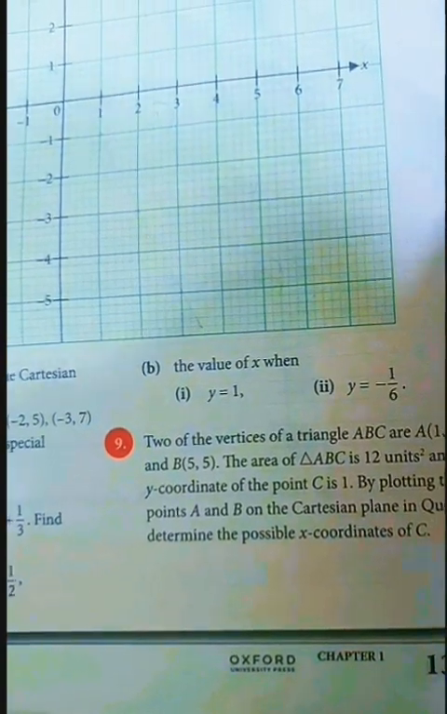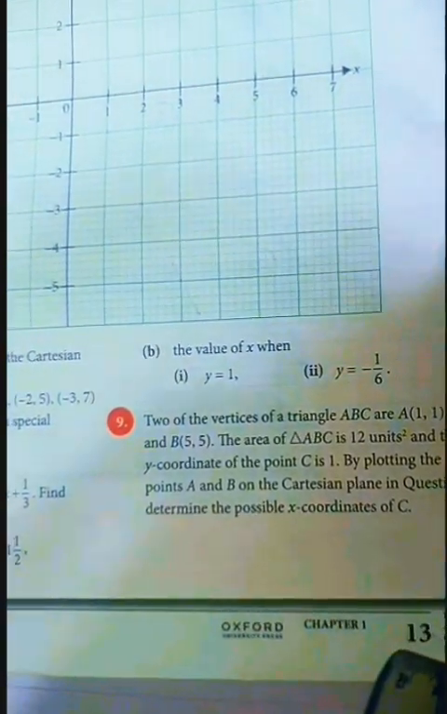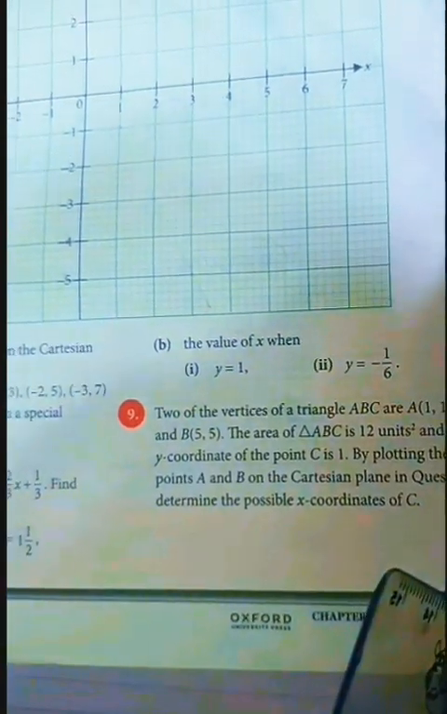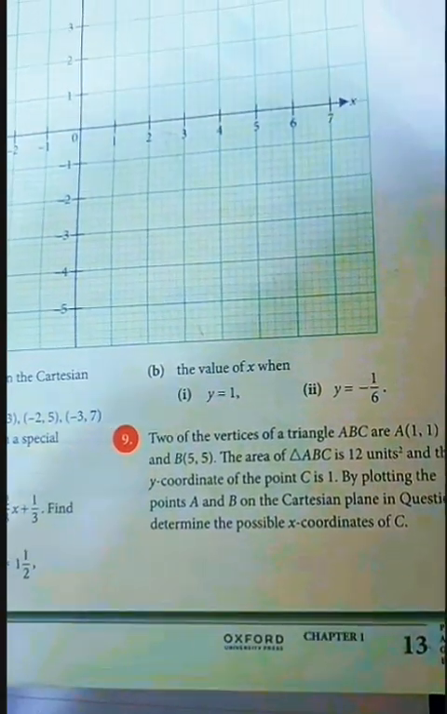Dear students, today we are going to start question number 9 of exercise 1A. It's book 2, 8th edition. What is the question? Move on to the question.